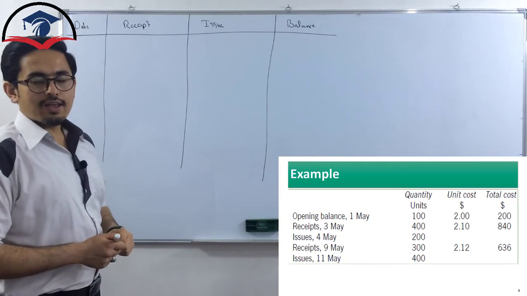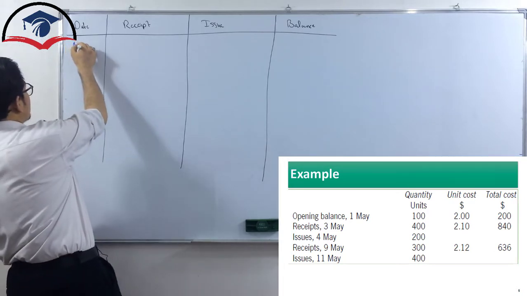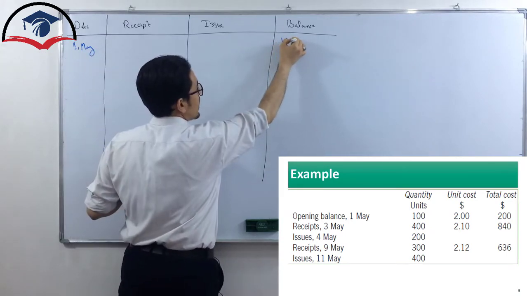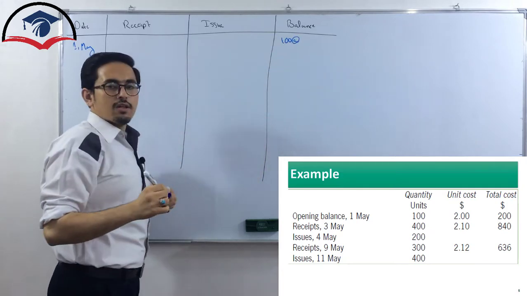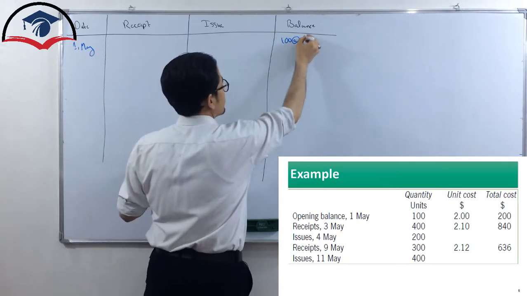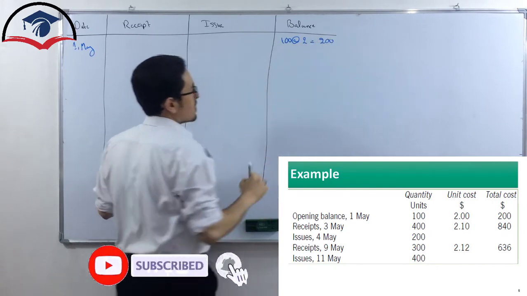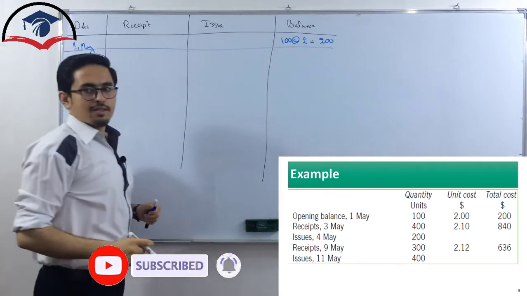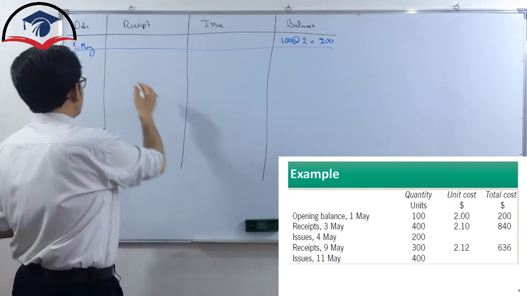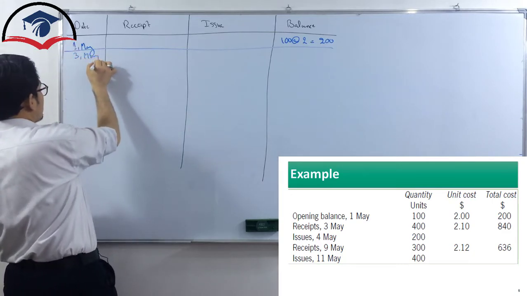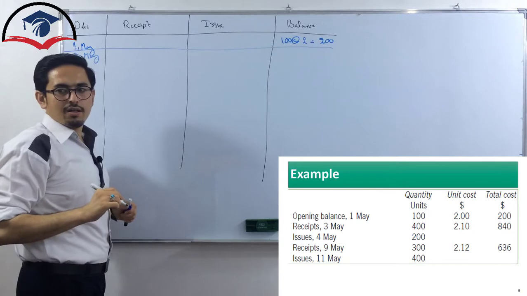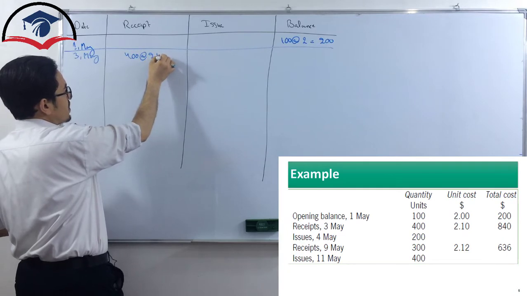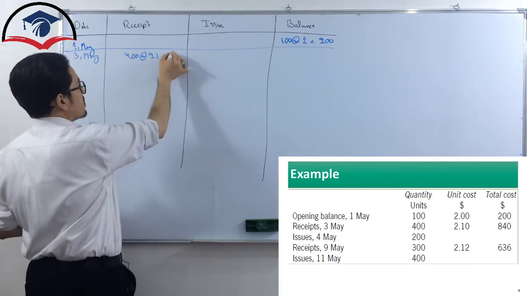First of all, on the initial date, 1st May, we had an opening balance of 100 units at the rate of $2, which equals $200. This is the opening balance. Second, on 3rd May, we had a receipt of 400 units at the rate of $2.1, total equal to $840.